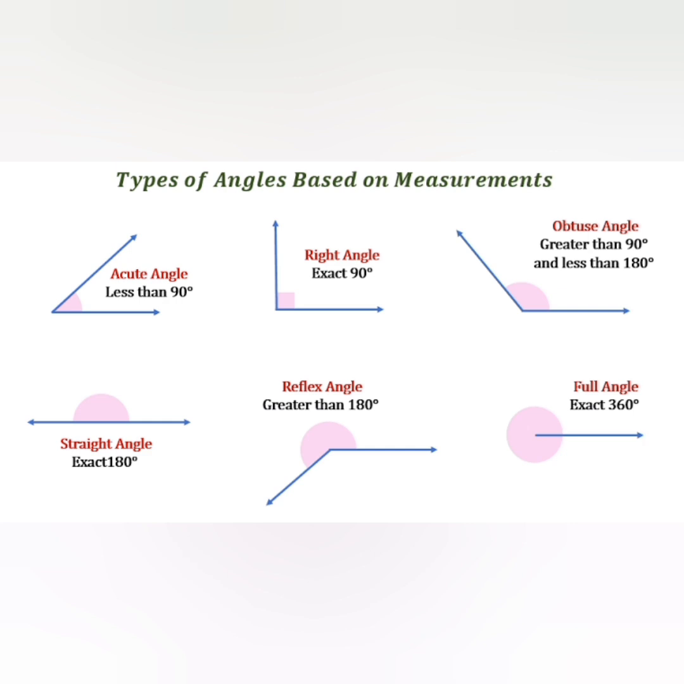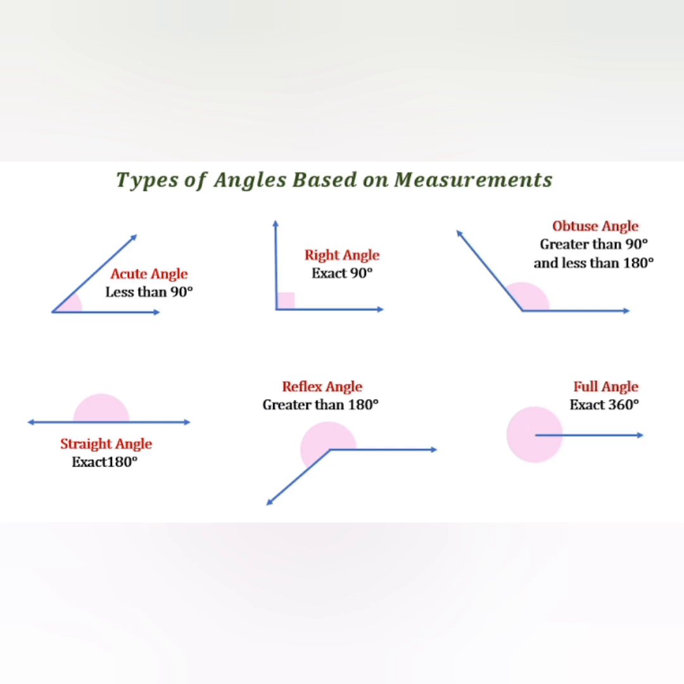Finally, we have the full angle. The full angle is exactly 360 degrees. So we have acute, right, obtuse, straight, reflex, full. Let's take that again. We have acute, right, obtuse, straight, reflex, full angle.